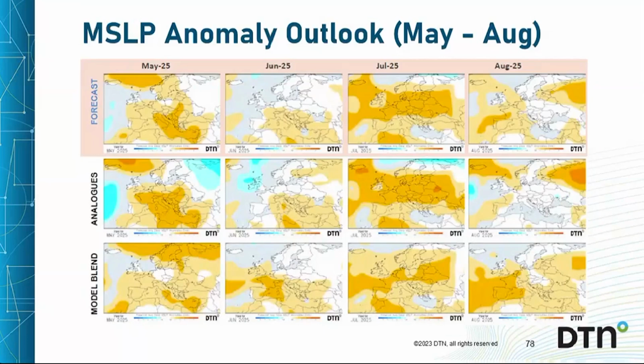For May, there's a decent agreement on high pressure dominance, while some suggestions in June of some troughing in the UK and Ireland, but high pressure belts again during July, which we are expecting to be the driest month.